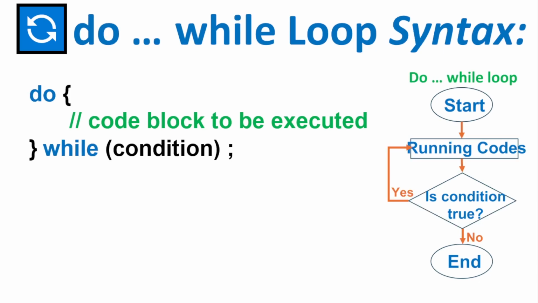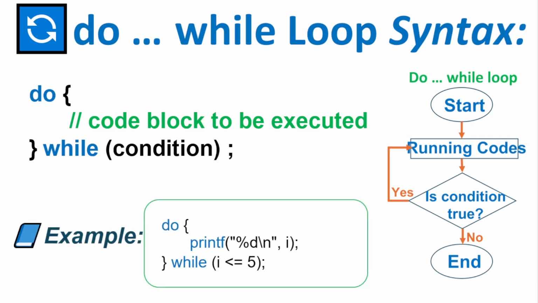Number three, do while loop syntax executes the block at least once, even if the condition is false initially. The condition is checked after executing the block. You can see the example.